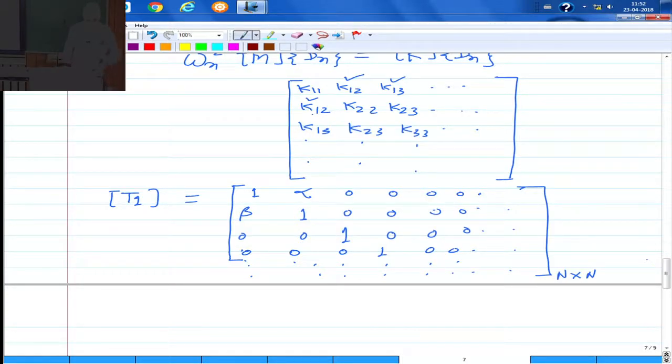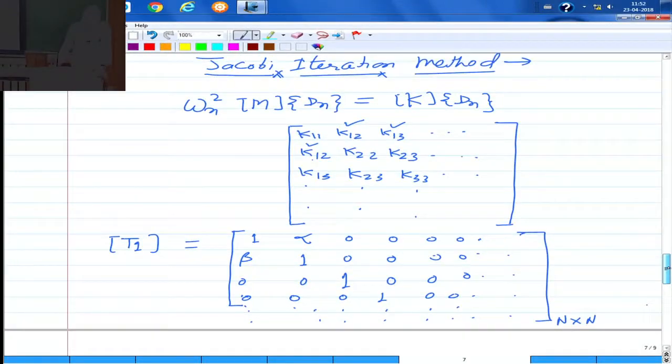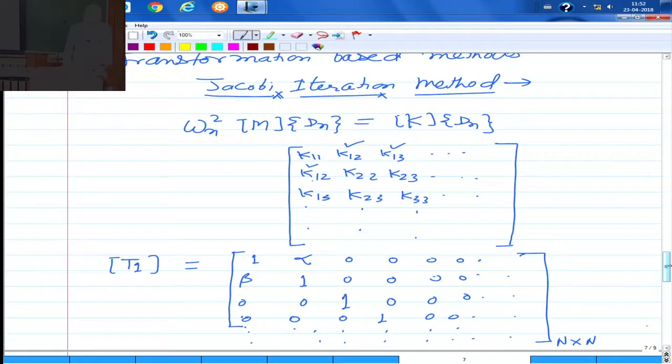Okay, so I think I'm just going to finish here because I wanted to give you an idea about this. So the basic idea is that we take the transformation matrix, say T1, and find out this alpha and beta in such a way that when I do T1 transpose K into T1, similarly T1 transpose M into T1, the first row second column of the stiffness and also the mass matrices, they are 0. Based on that you choose your alpha and beta.